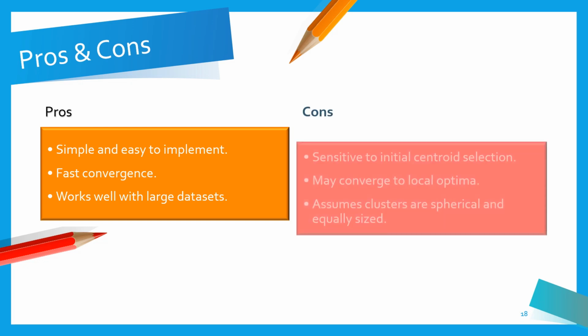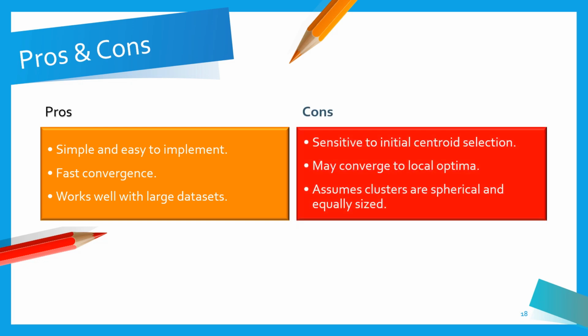The limitations of the K-means algorithm are the following. It is sensitive to initial centroid selection and it may converge to local optima. It assumes clusters are spherical and equally sized.